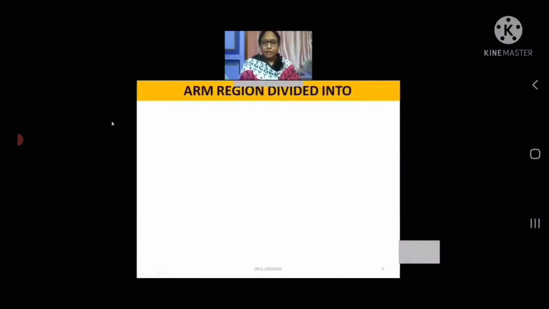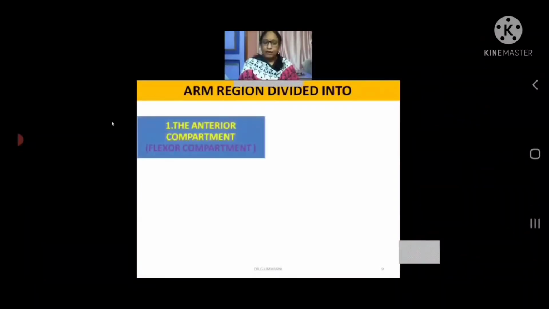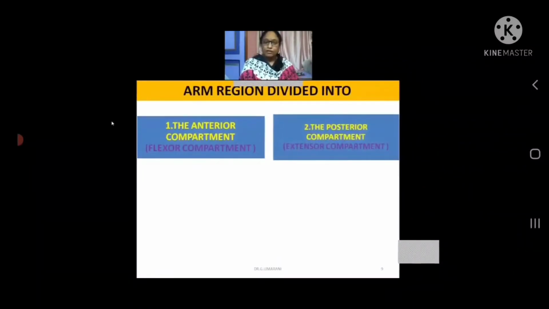So far we have discussed the pectoral region, muscles connecting the scapula with the vertebral column, and the shoulder muscles. Now coming to the arm region. The arm muscles are divided into anterior compartment and posterior compartment. Anterior is also known as the flexor compartment. Posterior is also known as the extensor compartment.